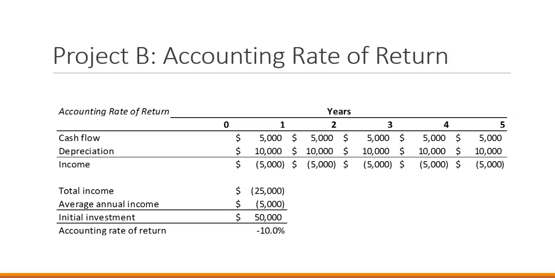Finally, the accounting rate of return. In the case of Project B, we see that when we subtract depreciation from cash flow, we have a negative accounting profit in each year of the project. They're all the same number, so our average is $5,000, the same as the annual amount of $5,000. Or another way of looking at this, we sum the 5 years of income to get a total loss of $25,000, divide by 5 years. That gives us an average annual number of $5,000 loss, divided by $50,000 in investment, is an accounting rate of return of negative 10%.